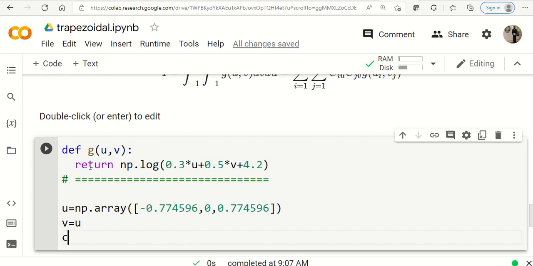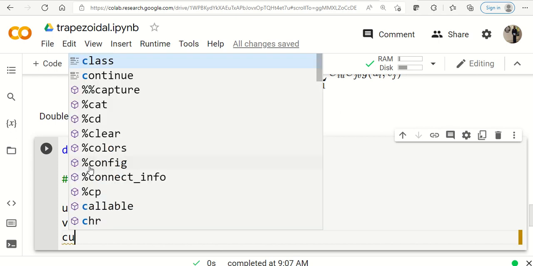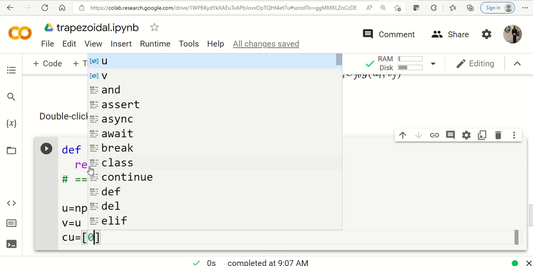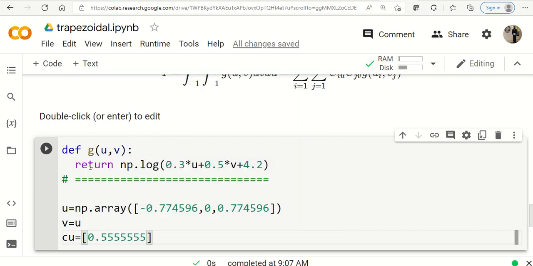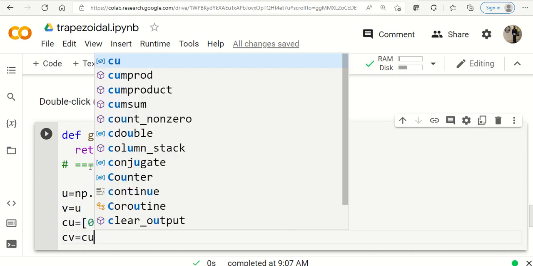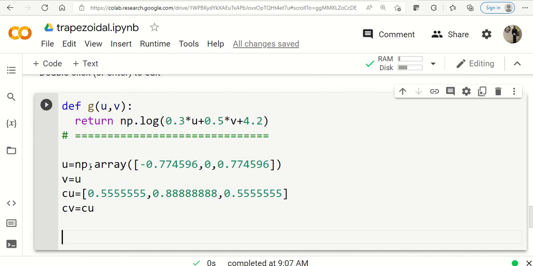Now I define the constants, the cu constants. They will be equal to 0.55555 something, and then the other constant is 0.8888, and then again 0.555. And then cv will be equal to cu, right? They can be different, but in this case, the grid we have considered is a square grid.